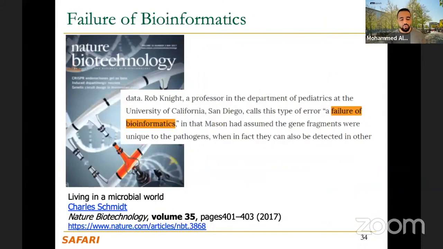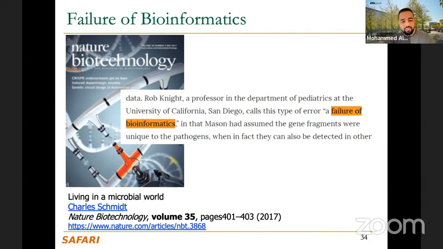However, when they did the traditional methods, they found this was a false positive. So the tool told them that this bacterium exists in the sample, but it was not there. So that's what we call a false positive. And then people started saying this is a failure of bioinformatics. We really don't want an algorithm to do the analysis for us. We want the traditional lab method to do the analysis.